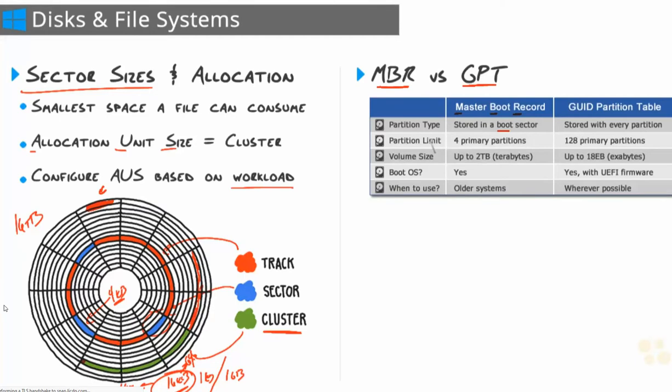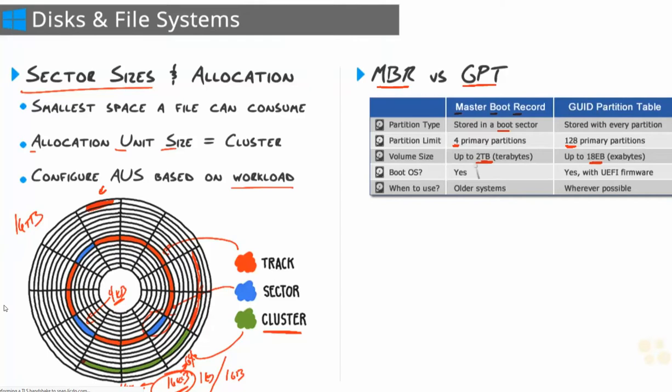We also have a limit to the number of partitions with MBR. 4 is your max. You can get around this by creating 3 primary partitions and then 1 extended partition. But look at GPT, 128 primary partitions. Same with the volume size, up to 2 terabytes here with MBR, up to 18 exabytes with GPT.